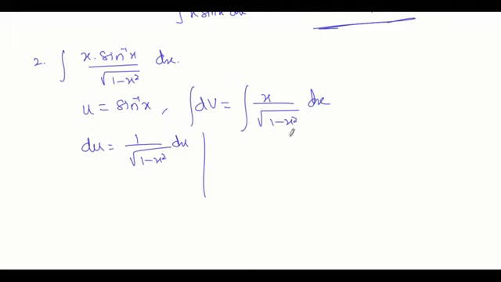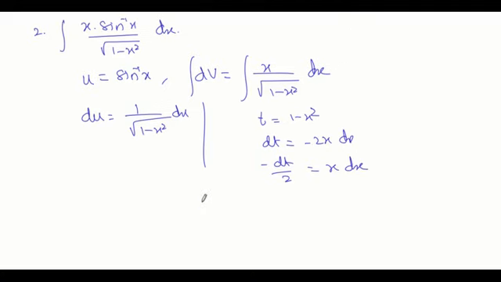I'll put this one, but here what will I do? T equal to 1 minus x square, dt, substitution method I am applying, minus 2x dx, therefore minus dt by 2 equal to x dx. I'll be replacing over here. So this is nothing but v is equal to integral. For x dx I'll be writing minus 1 by 2 dt by root t.